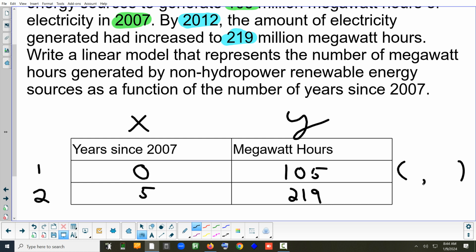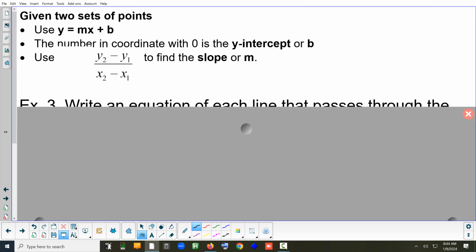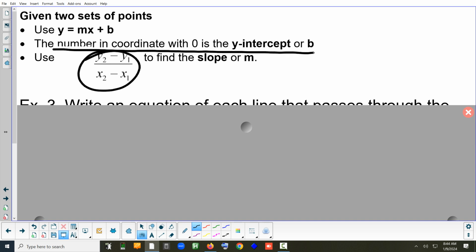Anyone have a guess how we would write row 1 as a coordinate? 0 and 105. Yep, (0, 105). And how about row 2? 5 and 219. (5, 219). Now that we have it as 2 coordinates, it's really just like what I explained to you yesterday. We're going to use y equals mx plus b. We're going to use this formula to find the slope. And remember that the number with 0, that's the y-intercept.